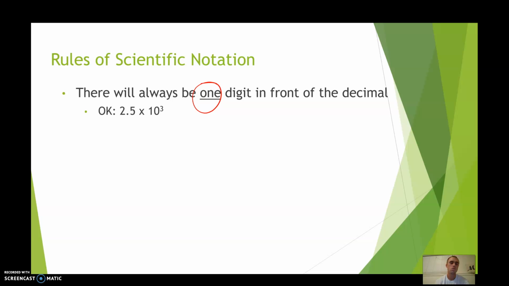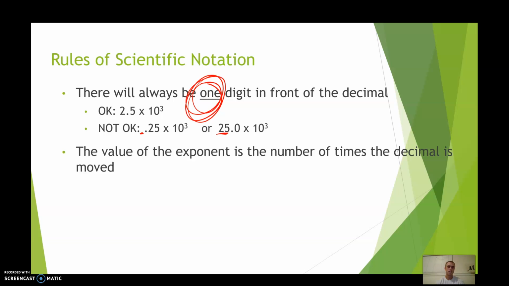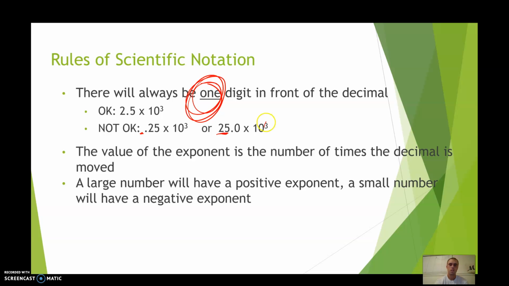So 2.5 times 10 to the 3rd is okay, but 0.25 times 10 to the 3rd is not, and neither is 25.0 times 10 to the 3rd. Right here, there's no number in front of the decimal. Here we have 2 numbers in front of the decimal, and it has to be 1. That is why those are not correct. And the value of the exponent is the number of times that the decimal gets moved. So in each of these cases, it would be 3.